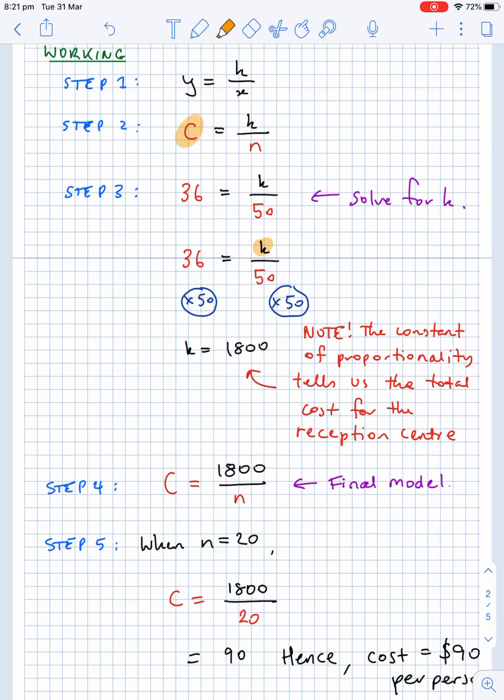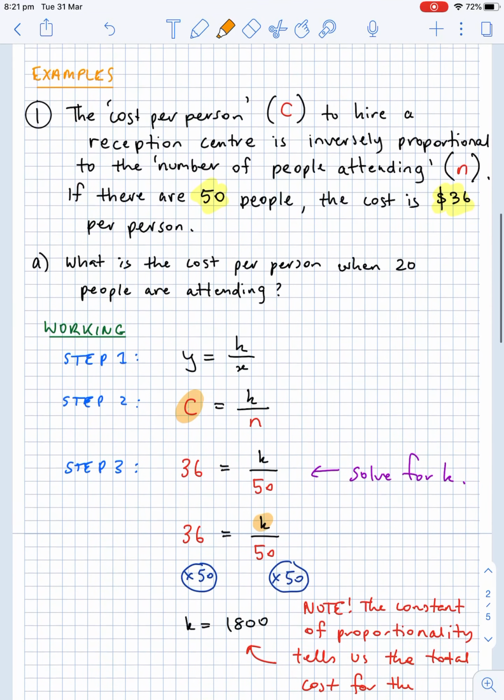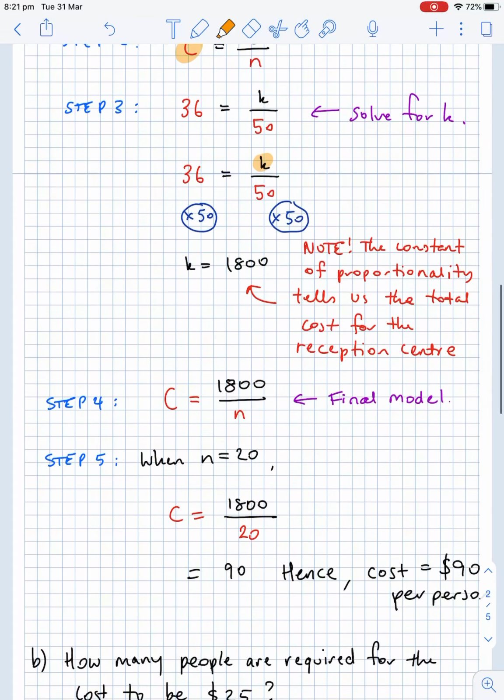So that is your constant of proportionality. Note, the constant of proportionality tells us the total cost for the reception centre. So that constant of proportionality actually does have some sort of meaning in this question. So 1,800, that suggests that this reception centre is going to be costing us in total $1,800. And we've got to split that up in the number of people.